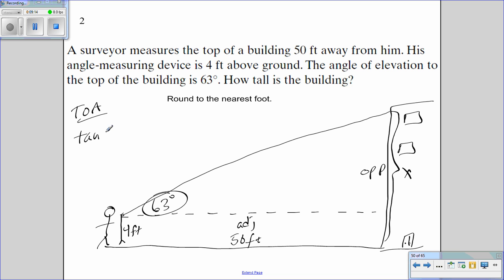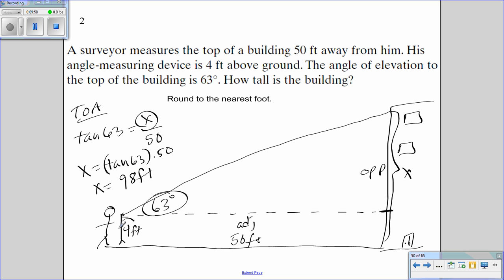That's tangent of the angle, which is 63, equals opposite, which is x, over adjacent, which is 50. x is on top, so you're going to multiply. So it's tangent 63 times 50. Actually, it only gives us up to here. So let me calculate that out. Tangent 63 times 50, and we get approximately 98 feet.